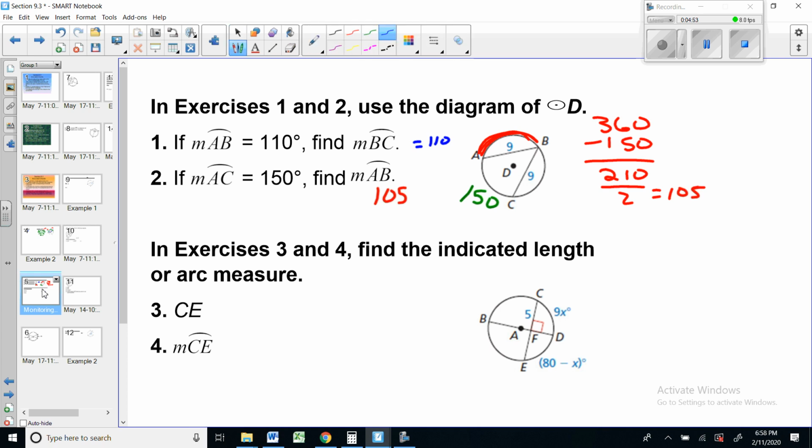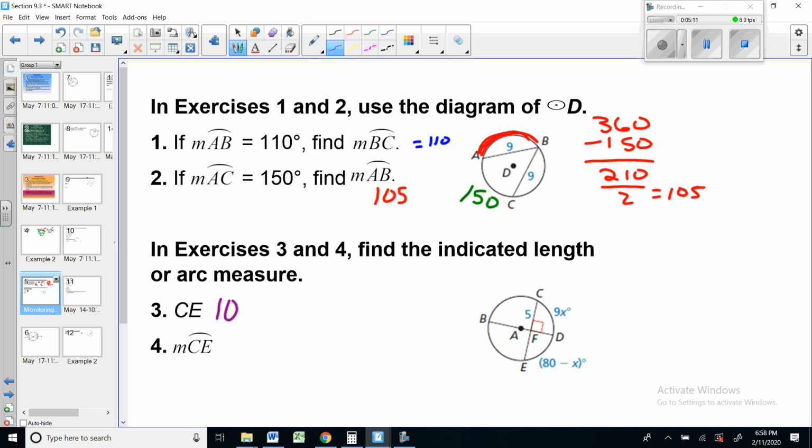Okay, at the bottom, what is our length from C to E? Okay, it's going to be 10. Because if C to F is 5, and CDE has to be 10 because that chord bisects as a perpendicular to our diameter, and as a result, the diameter bisects the chord.